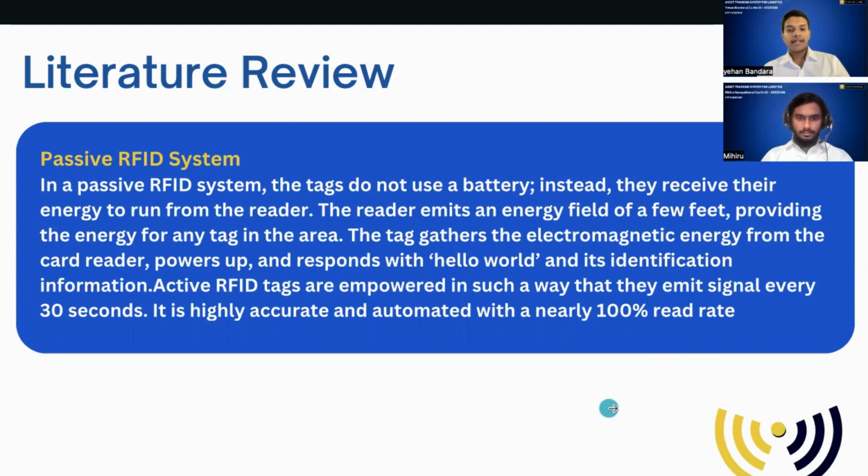So the active RFID tags are powered in such a way that they emit a signal every 30 seconds, right? It is highly accurate and it's automated with nearly 100% read rate. So this is very cost effective as well, as I mentioned in the earlier slide. One RFID tag costs around $0.10. So it is very cheap and usable for our application, which is warehouses.